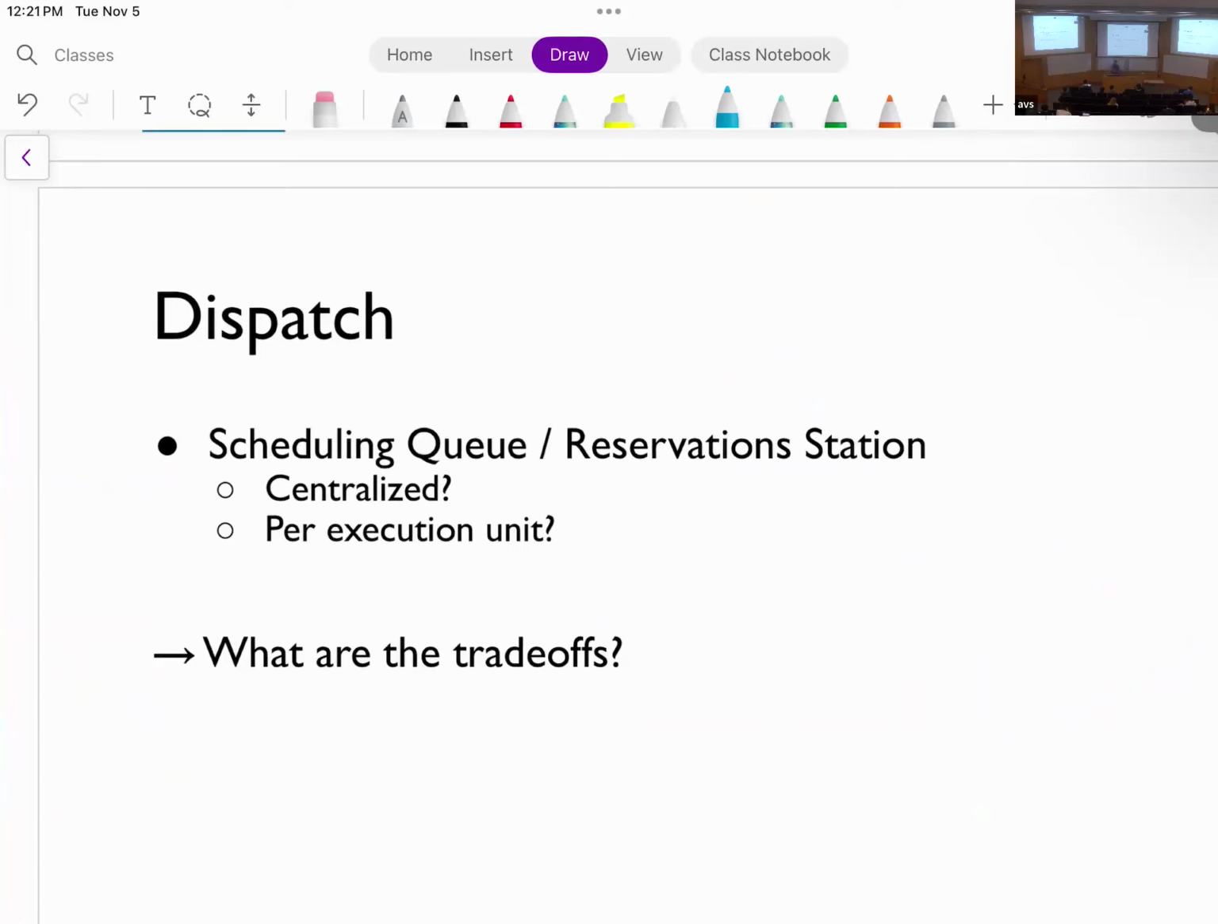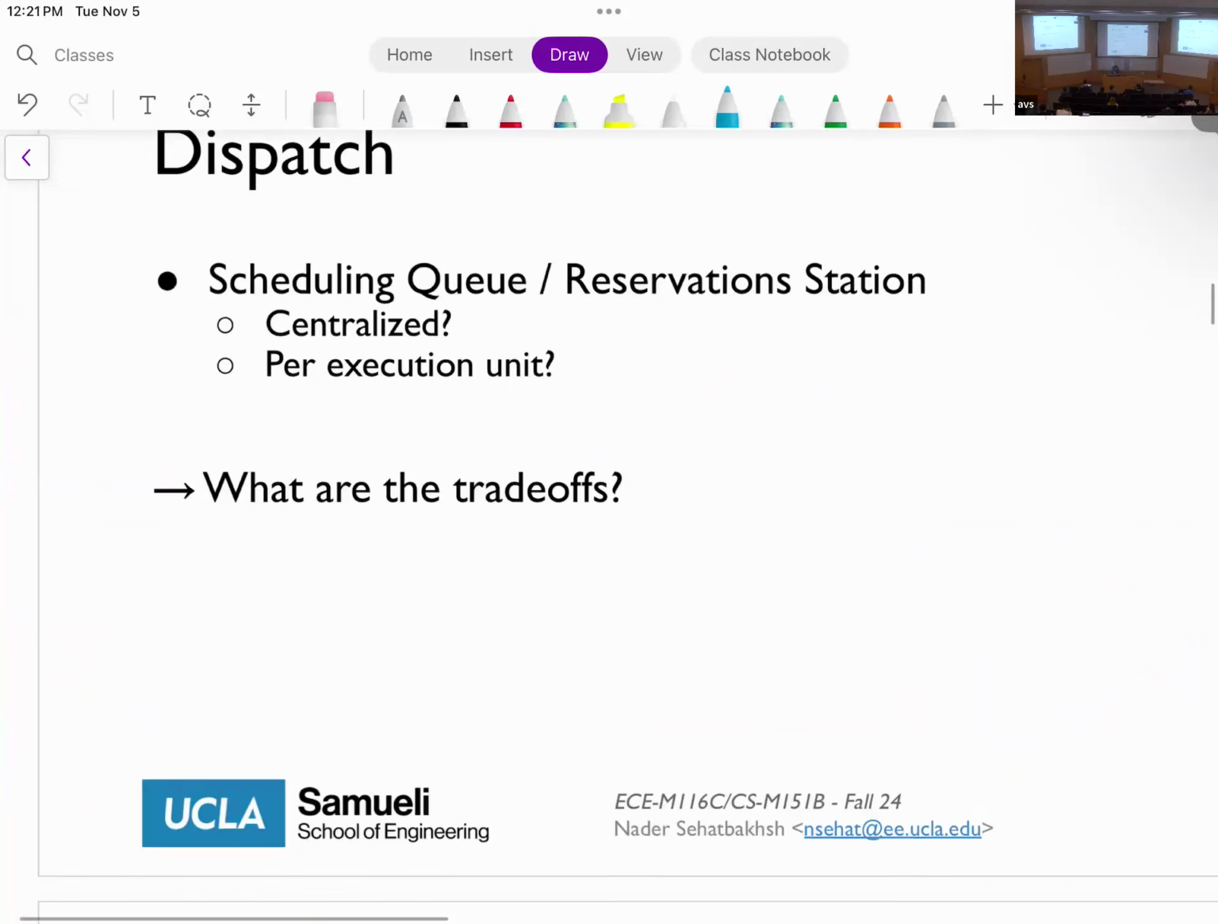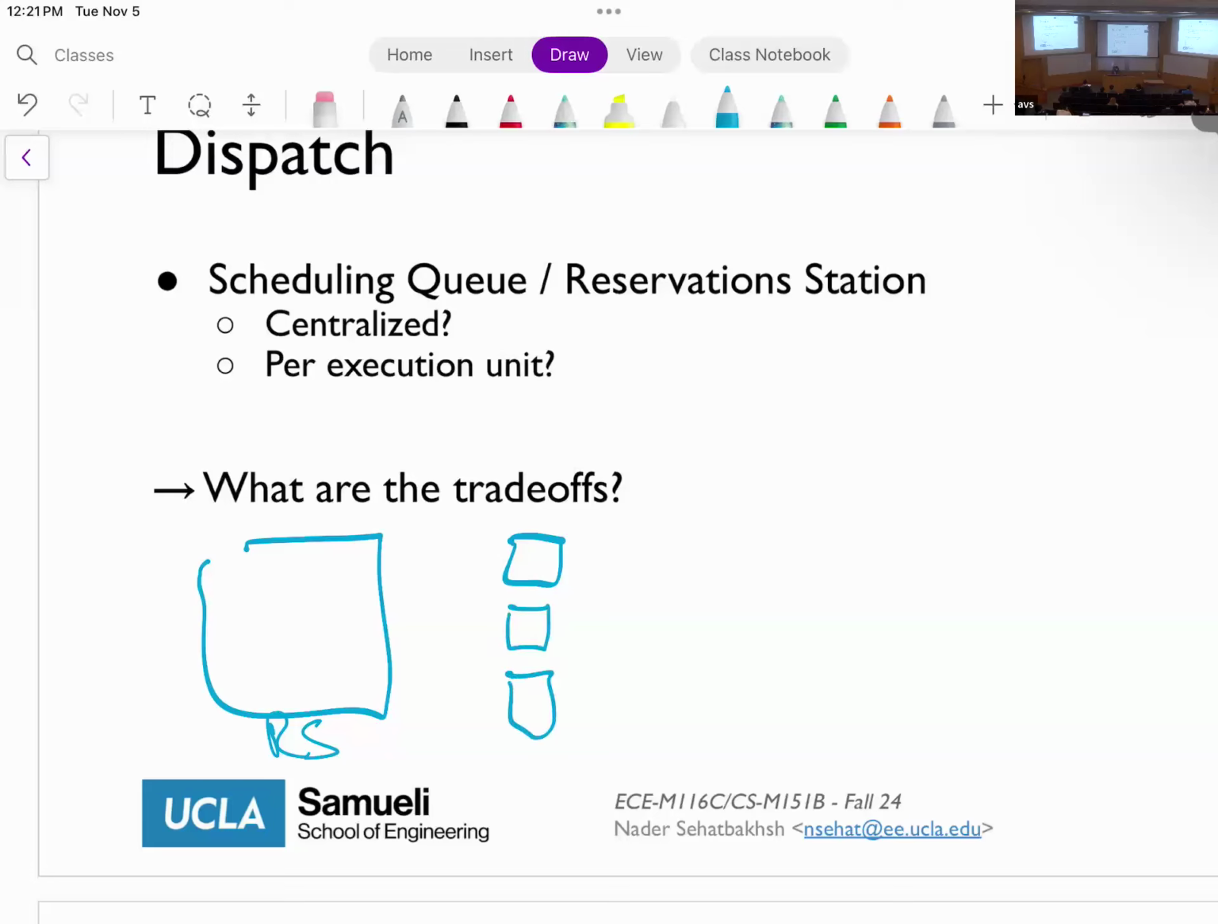The second thing is what we call a unified scheduling queue versus a distributed scheduling queue. What we showed in the class was that we can have the reservation station, and let's say, for example, 3 functional units. In the reservation stations, we have a column called FU number. If it's 0, it goes here; if it's 1, it goes here; if it's 2, it goes here. This is what we call a centralized reservation station. And if you combine it with a centralized ROB, your ROB would be centralized. So this is one option.